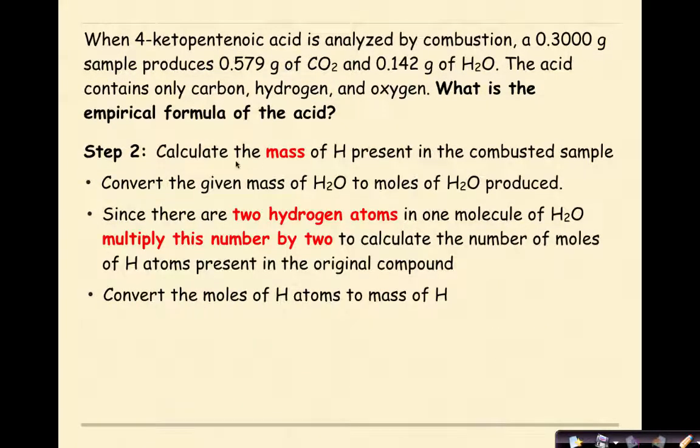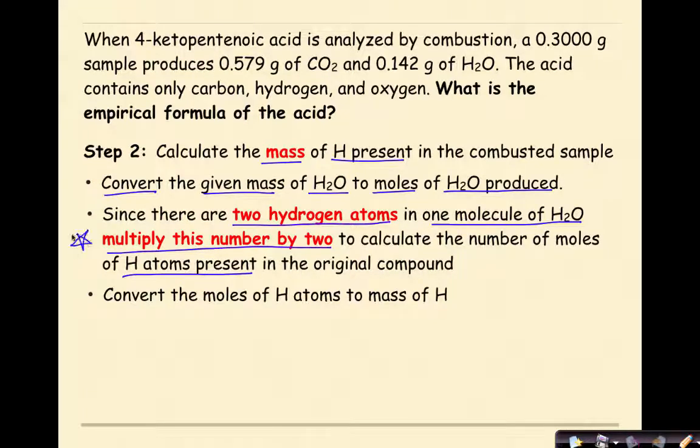Step 2. Calculate the mass of hydrogen present in the combusted sample. So just like the carbon, we're going to convert the given mass of water to moles of water produced. Since there are 2 hydrogen atoms in 1 molecule of water, multiply this number by 2 to calculate the number of moles of hydrogen atoms present in the original compound. So key here. This is the step that people screw up on.